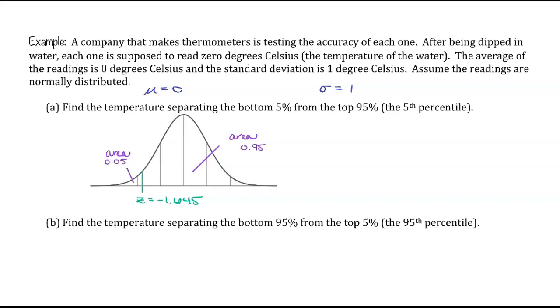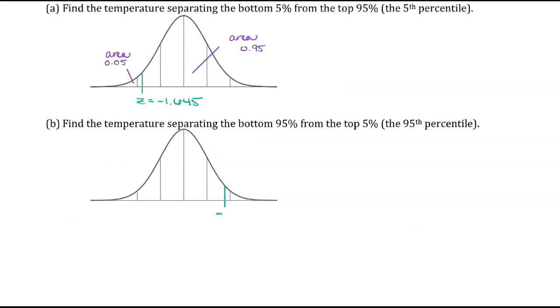Now let's find the temperature that separates the bottom 95% from the top 5%. That's the 95th percentile. This is the value that has a right area corresponding to a probability of 5% or 0.05, and a left area corresponding to a probability of 95% or 0.95. So we're looking for a z-score that has a left area of 0.95. Let's head back to our table.